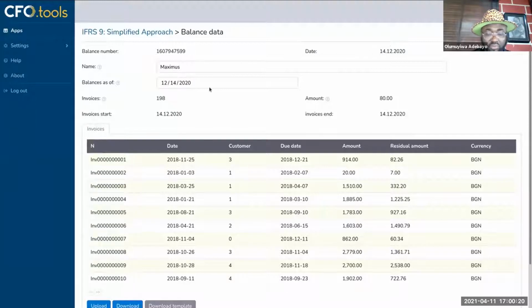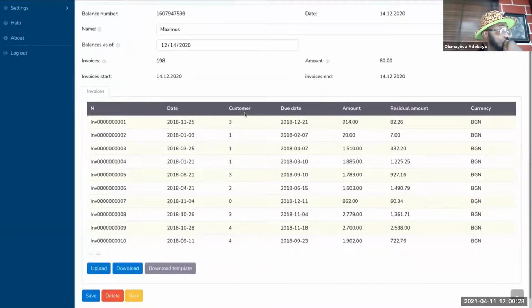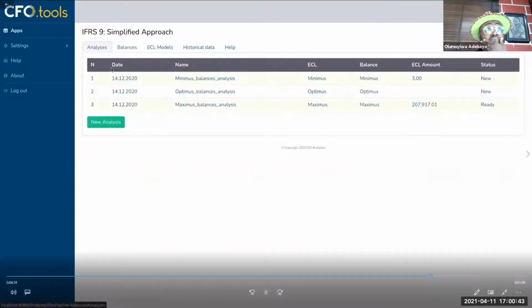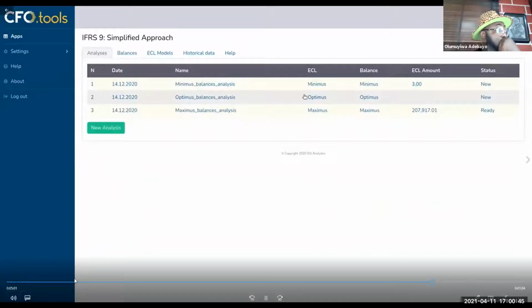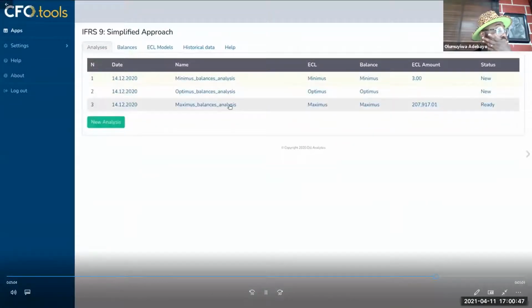These include the balances dataset name, date of the data preparation, and summary statistics. Below that, we have the table with the individual balance entries and the already familiar buttons, allowing us to upload new or revised data, download a snapshot of the data, download a template to populate with new data, save or delete the dataset. Finally, we have the Analysis tab, which brings together the different elements described so far to compute the expected credit loss for a set of balances.